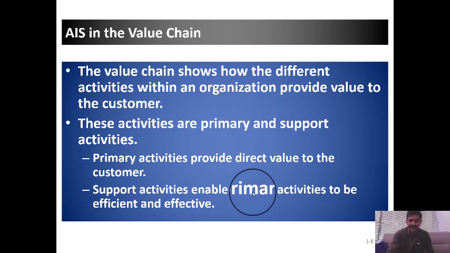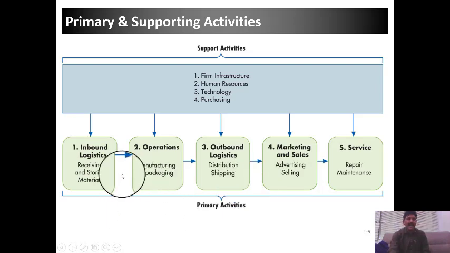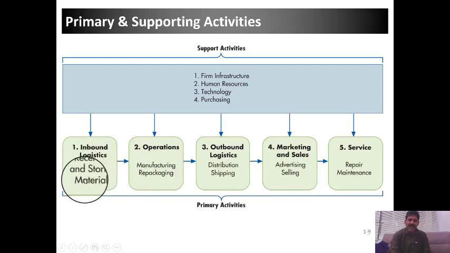So here is another diagrammatical presentation. Please see and you will understand what we mean by supporting activities and primary activities. Inbound logistics is another primary activity. In inbound logistics we receive goods and services; in outbound logistics we give goods and services. We receive and store material. So inbound logistics is a primary activity in the business.